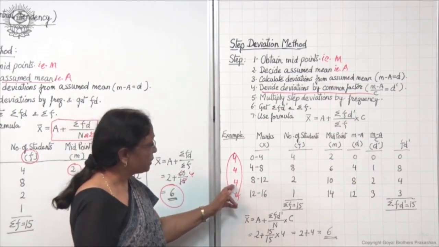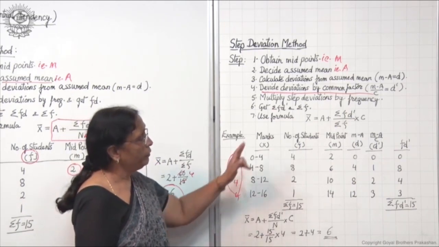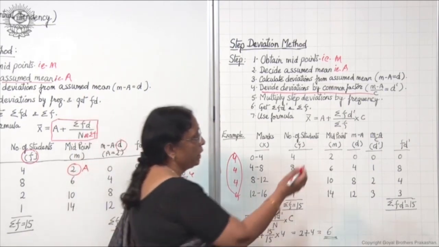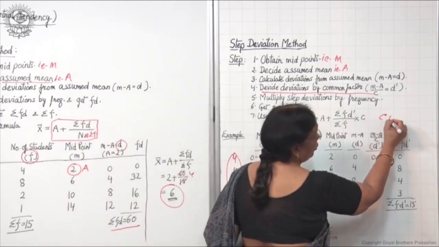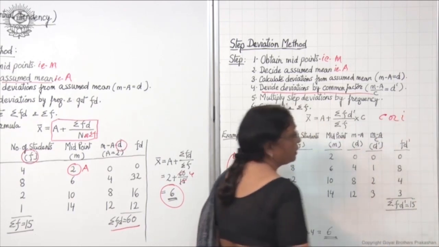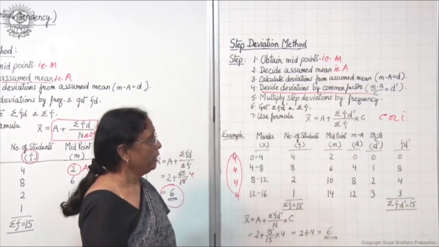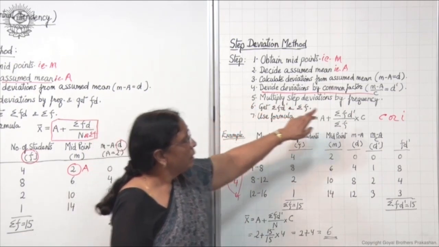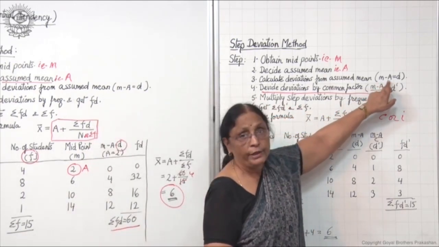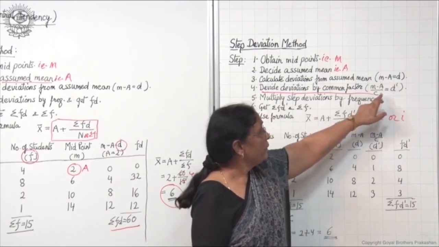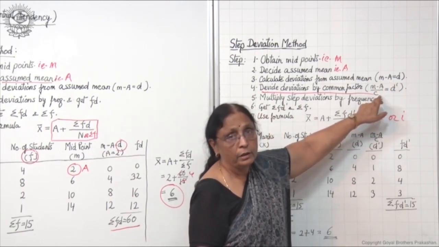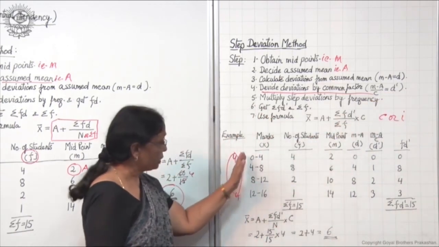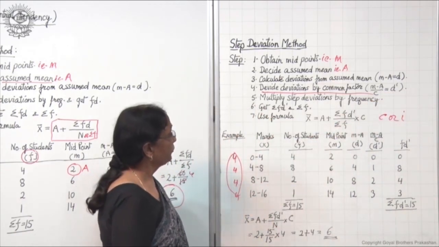So this will be considered as common factor and we will take it as C, or you can also write I. I is the class interval. It is the same thing. So divide deviations by common factor. M minus A we have calculated here, this is D column, divided by C, common factor, and then you get D dash, and I told you what is the common factor here.